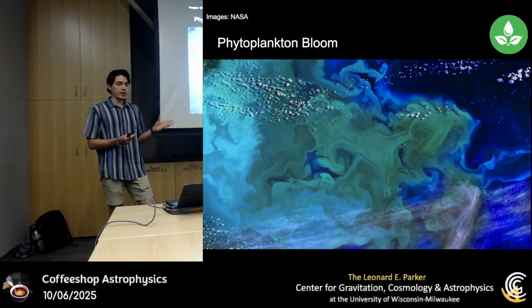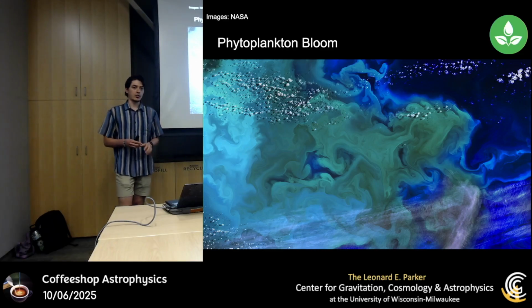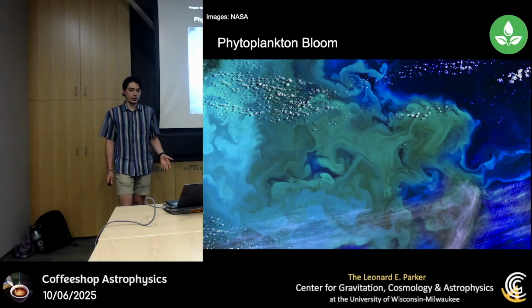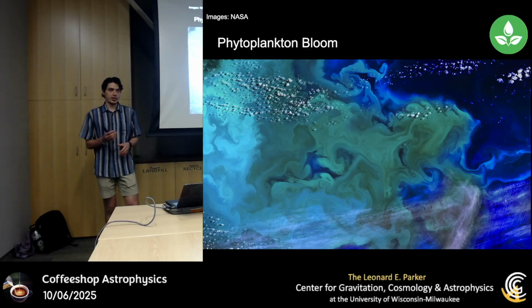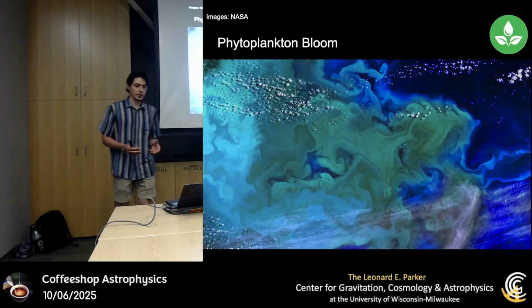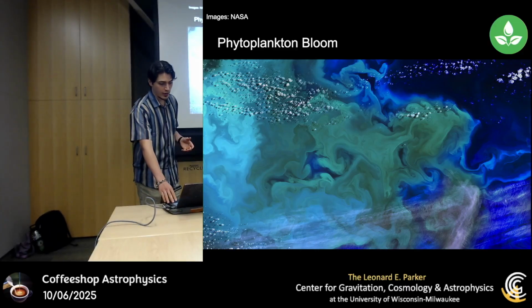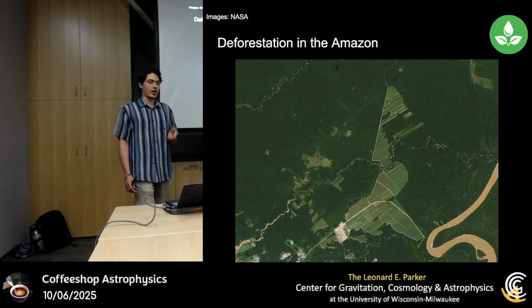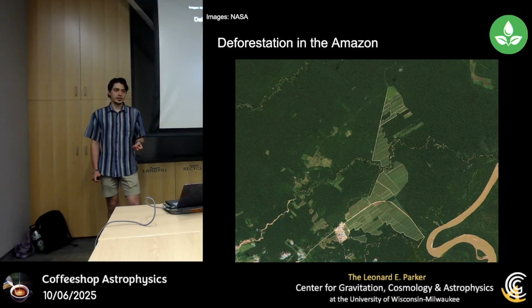So phytoplankton blooms actually account for nearly half of all the photosynthesis on Earth. So just by looking at the color of the oceans, satellites can give us a good indication of Earth's overall carbon budget. Another big contributor to the carbon cycle is the Amazon rainforest. So we use satellites a lot to track the deforestation in the Amazon.